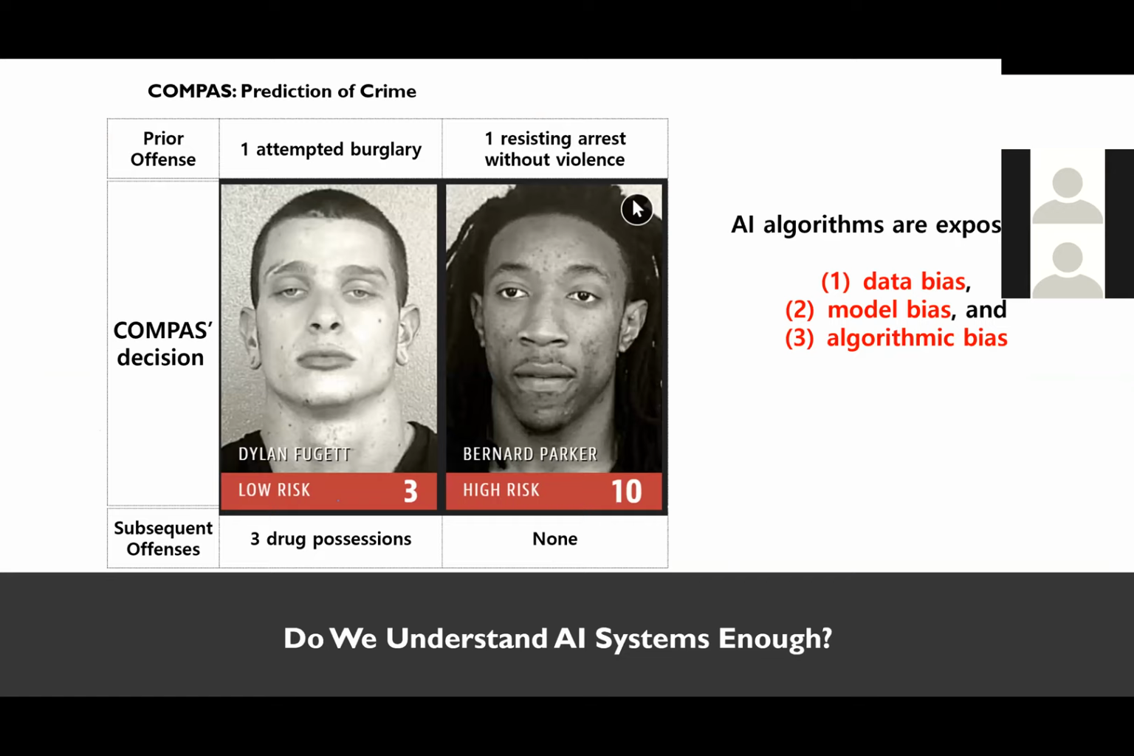So afterward, Dylan had another crime, like three drug possession, and Bernard did not have any crime afterward. So what is the issue here? What is the problem? Can you expect? How can we correct those issues in the COMPASS system?